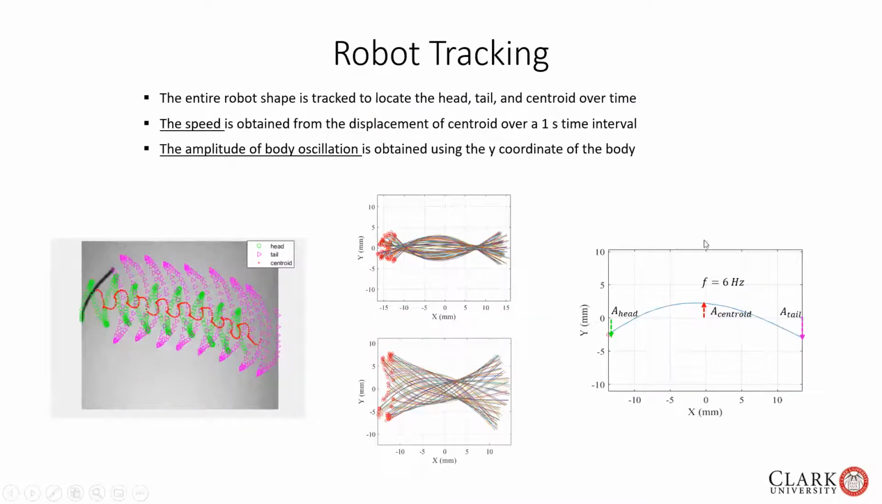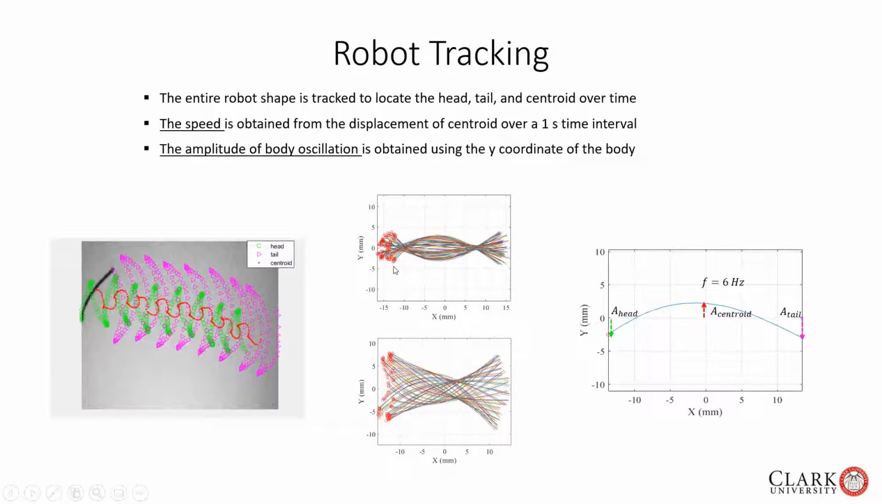Moving along, for the analysis of the speed and the shape of this robotic system, we are interested in tracking the head, tail, and centroid location over time. The speed is obtained by taking the displacement of the centroid over the time interval of 1 second.